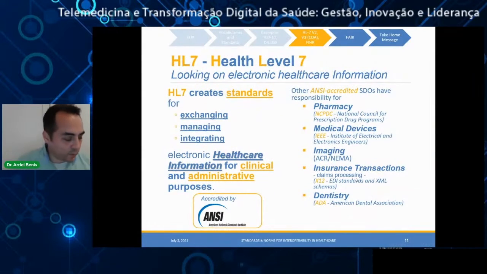So now, and it's a point here, we are moving forward with HL7, V2, V3. It's a standard allowing exchanging, managing, and integrating healthcare information, both from the clinical and the administrative side. With HL7, we are also providing standards for managing data, information, knowledge, and decisions in pharmacy or related to medical devices, to imaging, like we pointed out with DICOM, insurance transactions, and dentistry.